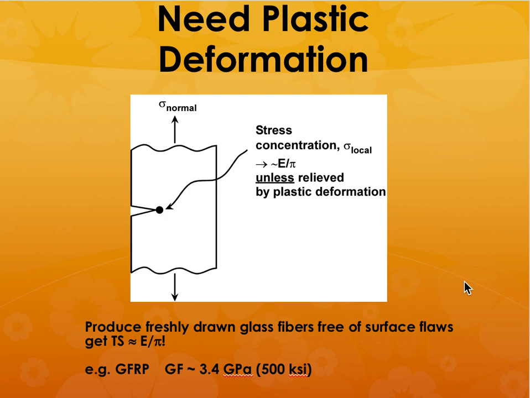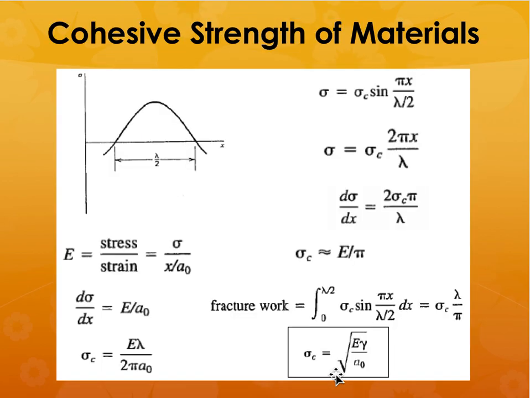Okay, so if you have that, and if you had no surface flaws or no flaws at all in that material, the glass fiber should have a strength of approximately 3 to 4 gigapascals or approximately 500 ksi. But what happens is that it does not. It breaks at a much lower strength than that because of the presence of flaws.